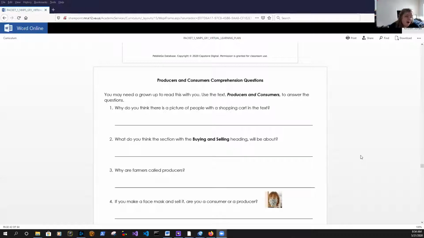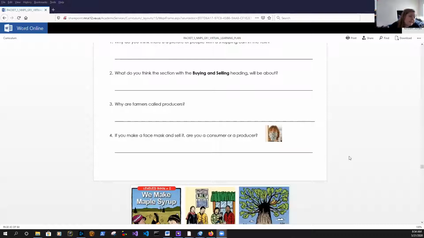Number 3 says, why are farmers called producers? And number 4, if you make a face mask and sell it, are you a consumer or a producer? Good, so after you've read that text, like I read for you, you read it to yourself, then you're going to be answering those questions about what you read. So, after that, that's all for our reading and writing section for today.